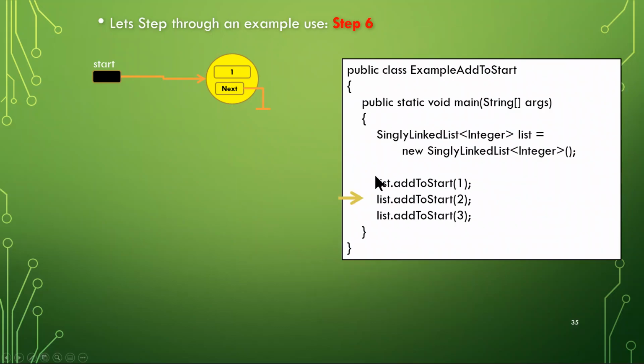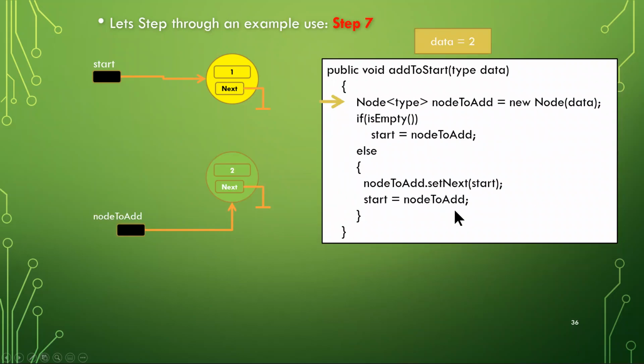So there we go. After our first call here, this is the current state of the actual linked list. Our second call to addToStart, we'll once again go in, make a new node, put in the data 2 here, and the next will be null.